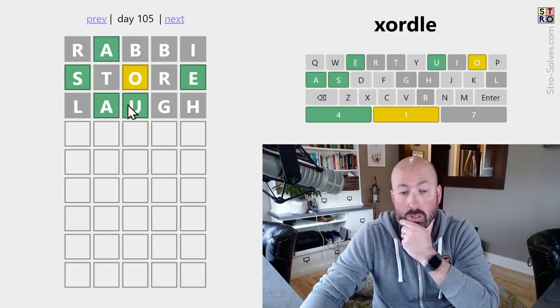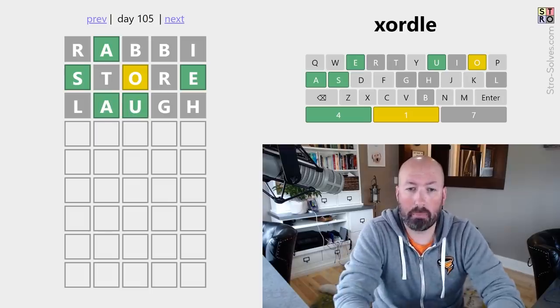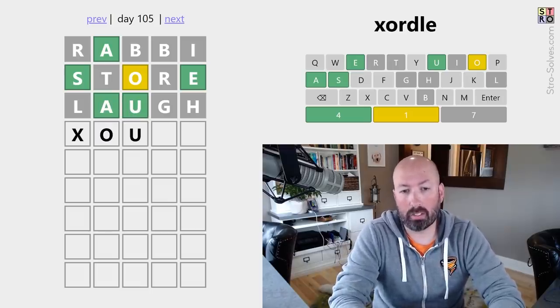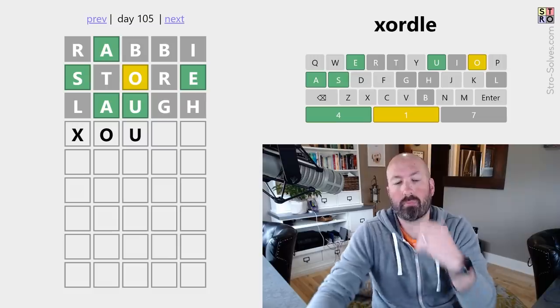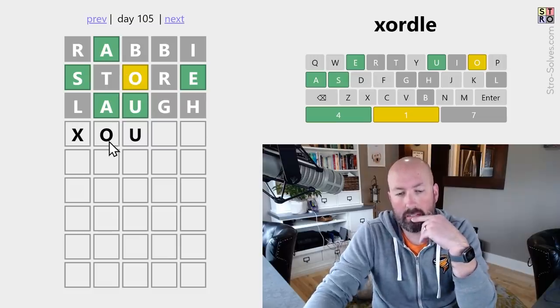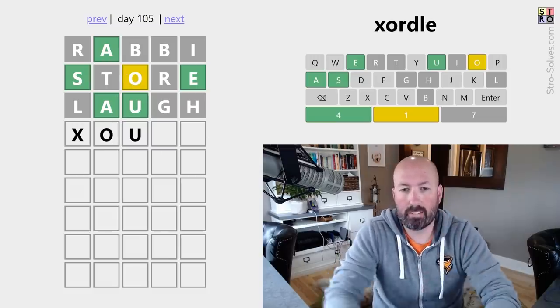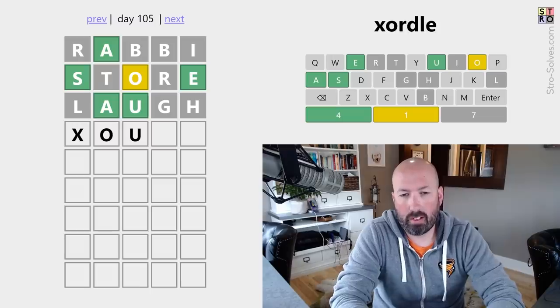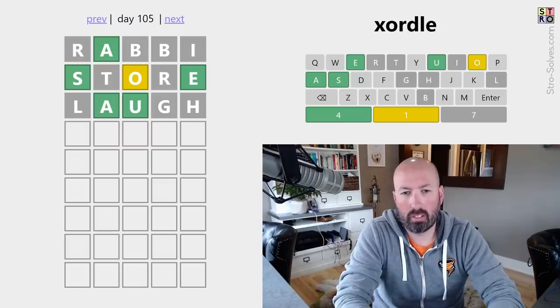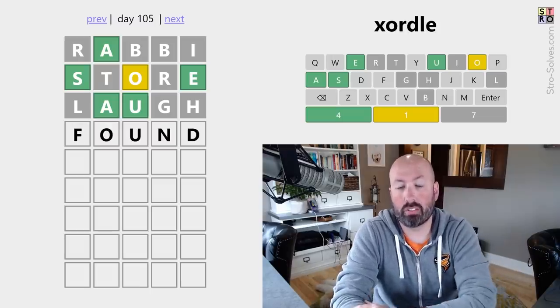Okay, there is a U. Now, not necessarily with the A, but it could also be something O-U, since we have the O here. Something like thought? No. Found. Found is good. Let's go with found.